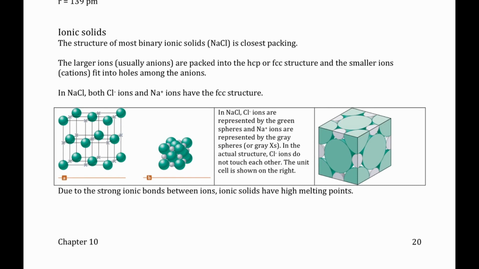Okay, so the green balls are the chloride ions because they are bigger than the sodium ones, so they occupy the FCC structure. So hopefully by now you recognize that. Well, there's little vacancies in that structure given by the X's, or you could say the gray balls, and that's where the sodium ion fits in. And that last diagram there is showing the unit structure. In NaCl, Cl minus ions are represented by the green spheres, and Na plus ions are represented by the gray spheres, or the gray X's.